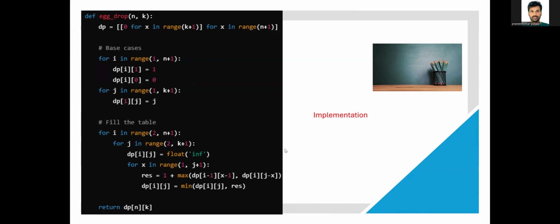And in this case, this part of the code is basically for 1 egg. We have no choice but to try each floor one by one. So the number of drops equals the number of floors.